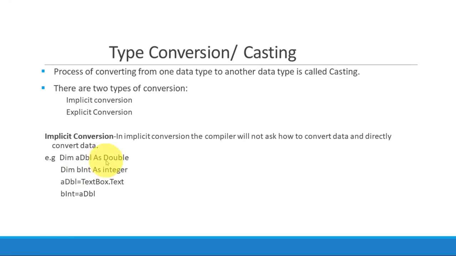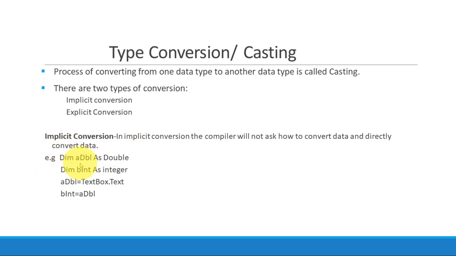Now, type conversion and casting. What is type conversion? The process of converting from one data type to another is called casting. There are two types of conversions, implicit conversion and explicit conversion. In implicit conversion, the compiler does not ask how to convert the data and directly converts it.